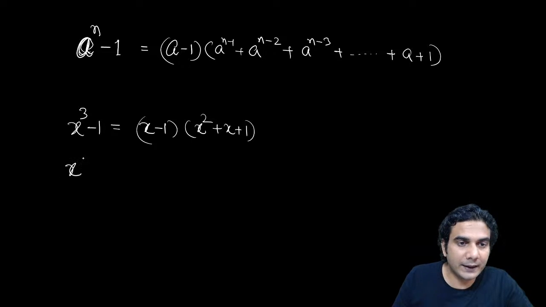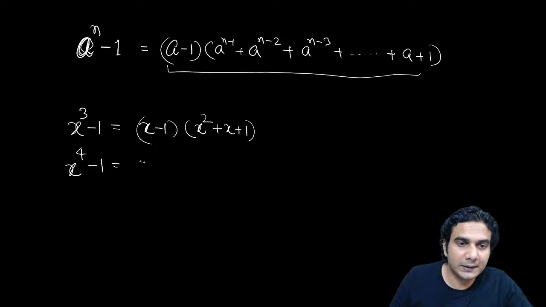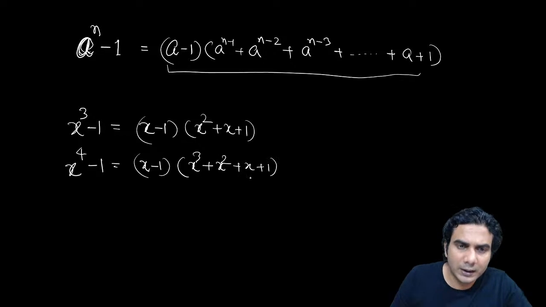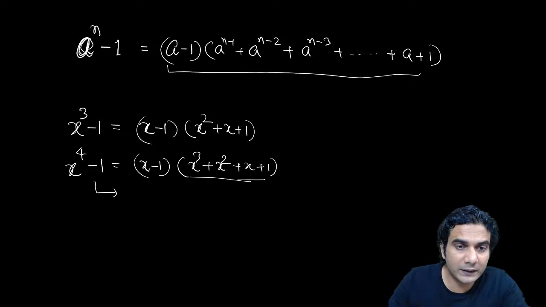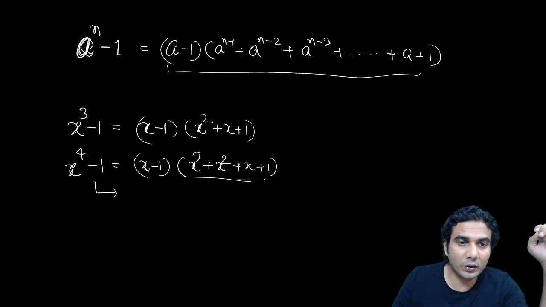Now suppose you have x raised to 4 minus 1. Obviously you can write it like x square minus 1 into x square plus 1, but we are factorizing in this way. So it will be x minus 1 into x cube plus x square plus x plus 1, starting from x cube in the second bracket. In this particular case you can further factorize this also, because there's another way of factorizing x raised to 4 minus 1. So whenever n is even, you have two ways to factorize it. But when n is odd, that is the only way to factorize it.